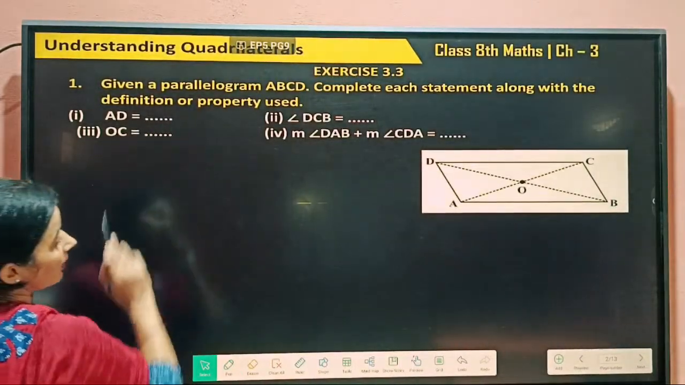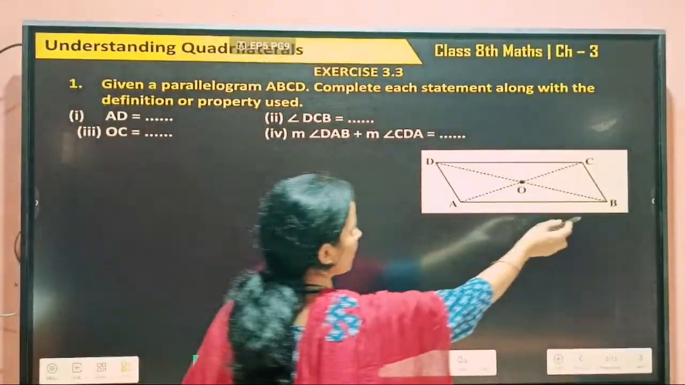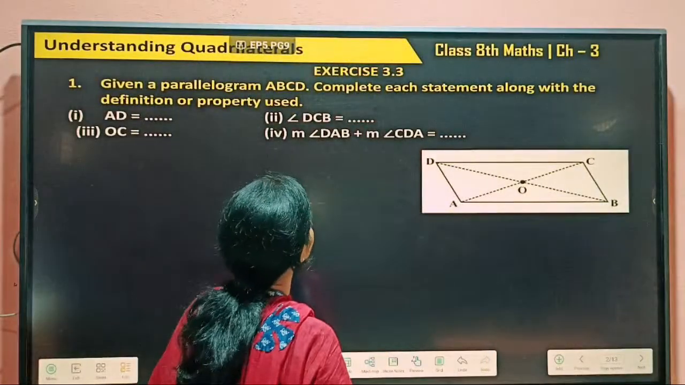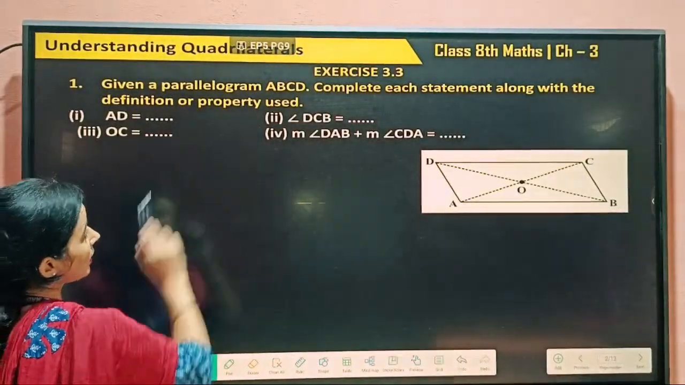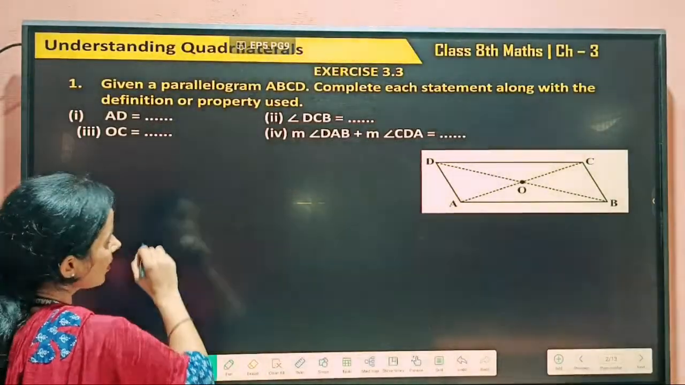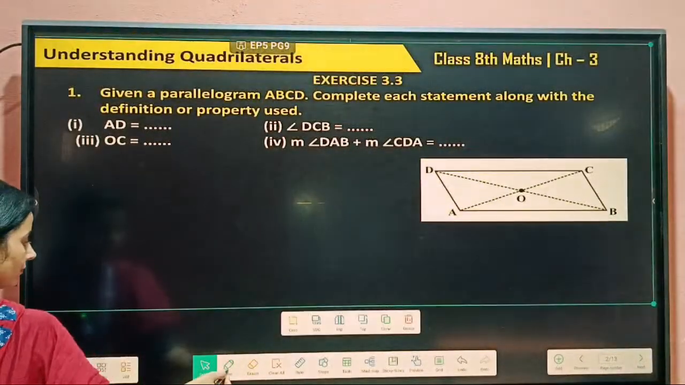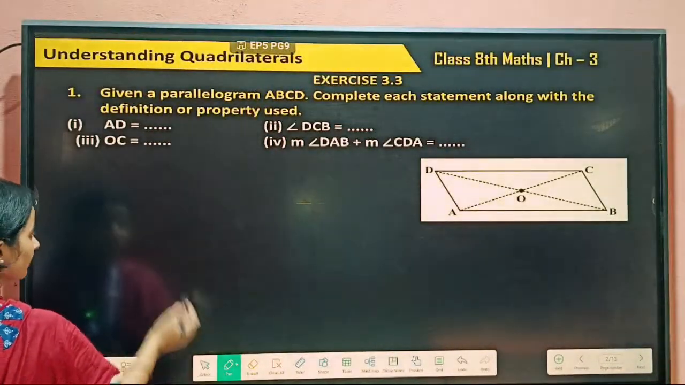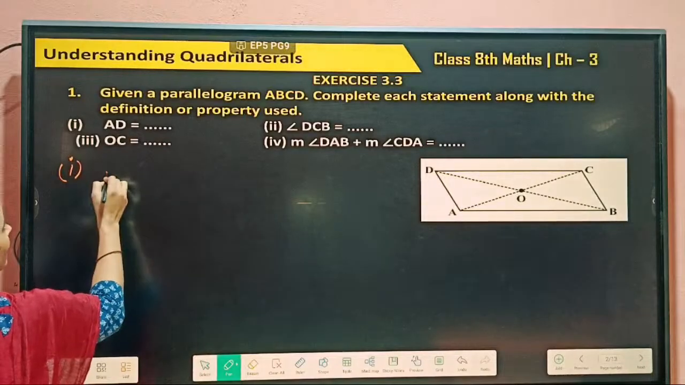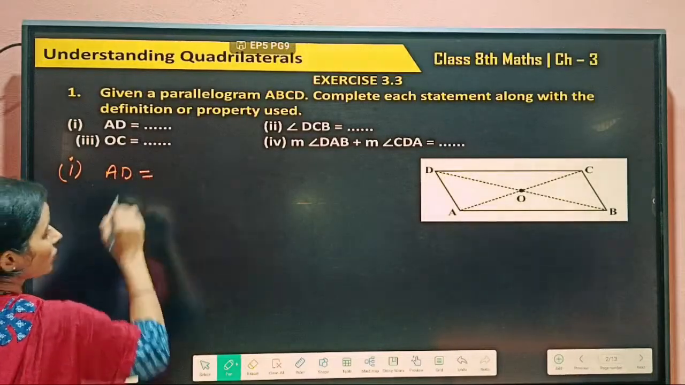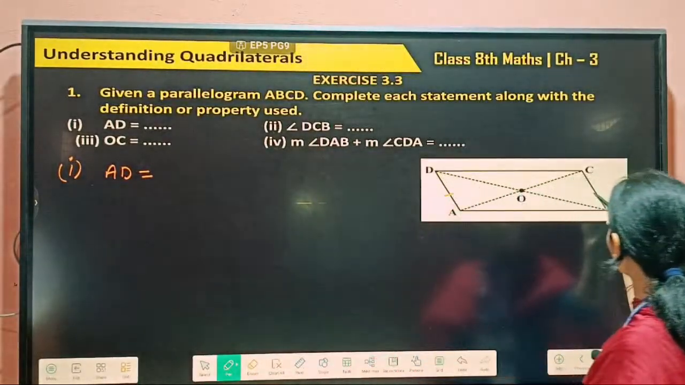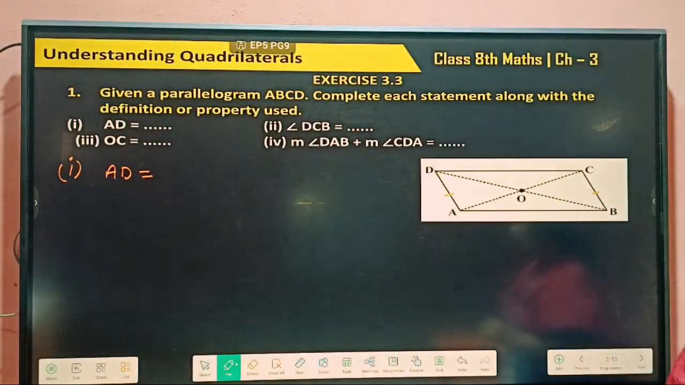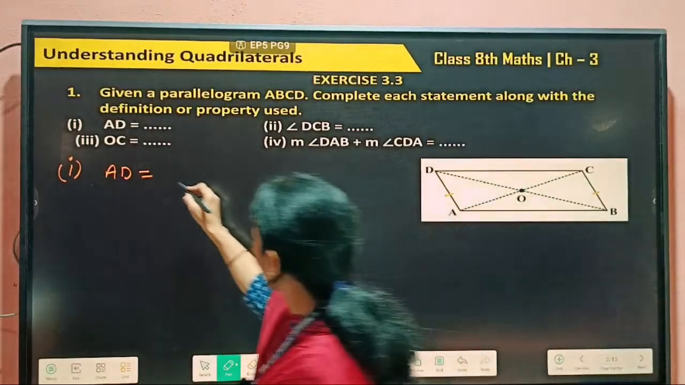Given a parallelogram ABCD. ABCD is a parallelogram. Complete each statement along with the definition or property used. What is the first part? The first part is AD equals BC. AD side will be equal to BC. What is the reason?